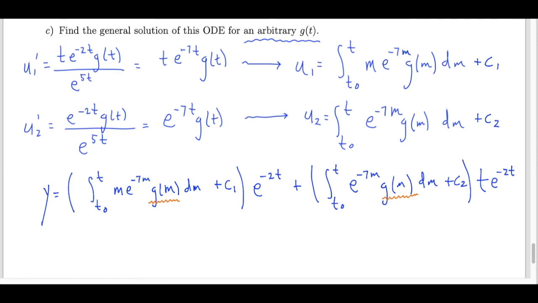So that concludes section 3.9. In this section we've discussed variation of parameters, which gives us an alternative method for solving non-homogeneous differential equations.